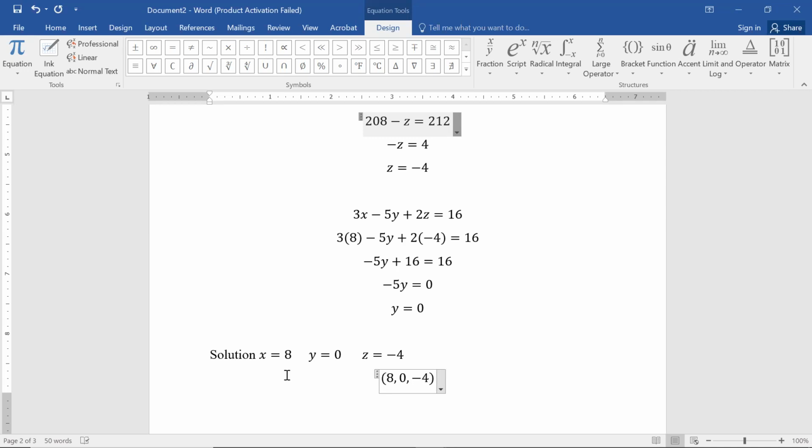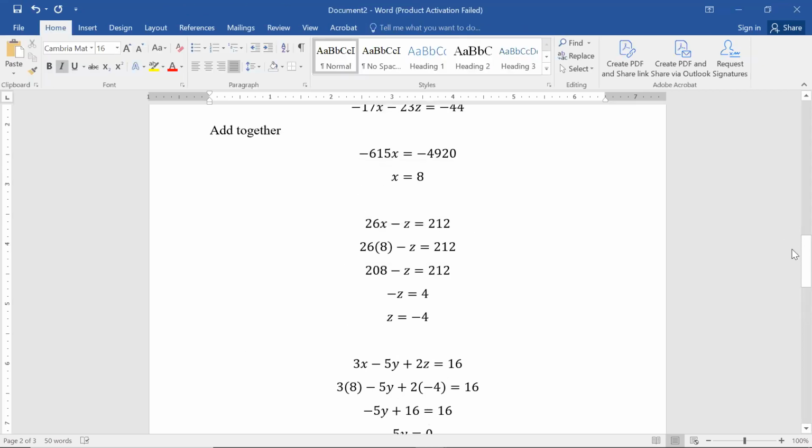Remember, we do alphabetical when we're ordering our ordered pairs, or in this case, ordered triplets. So that's how it's done.